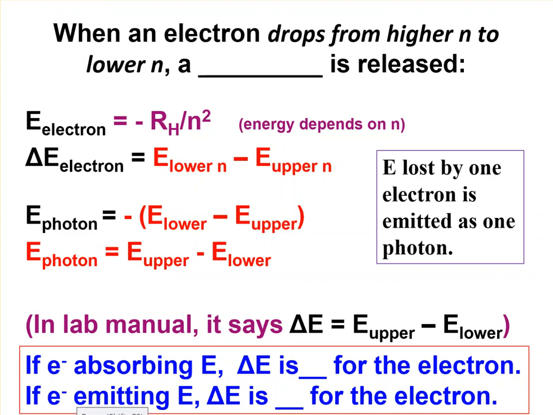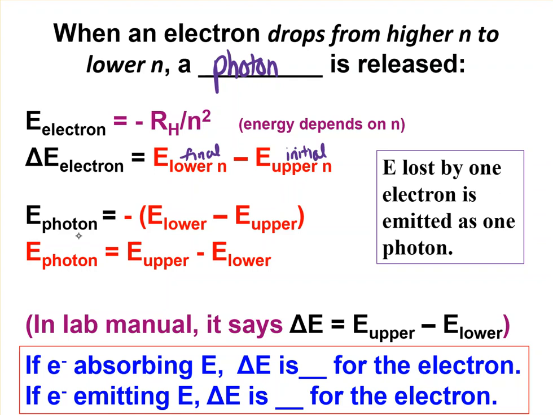So when an electron drops from a higher energy level, a photon is released, and one photon, I should say. So the energy of an electron is equal to this equation. We've been seeing this, and remember it's negative. The change in energy for the electron, we're going to take the final minus the initial, and this is for the electron, so that makes sense. That's the change in energy for the electron.